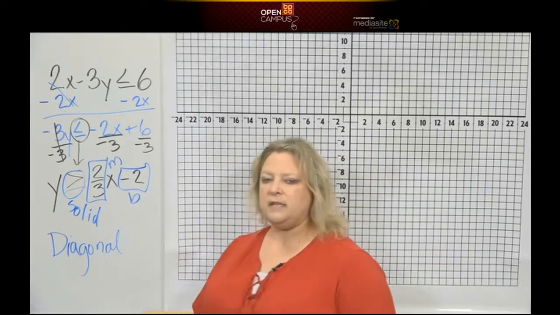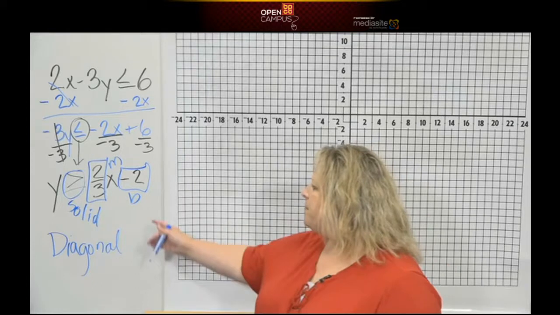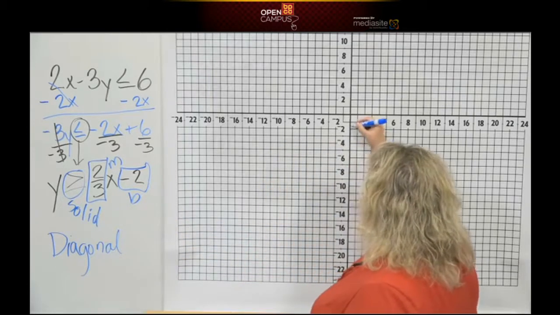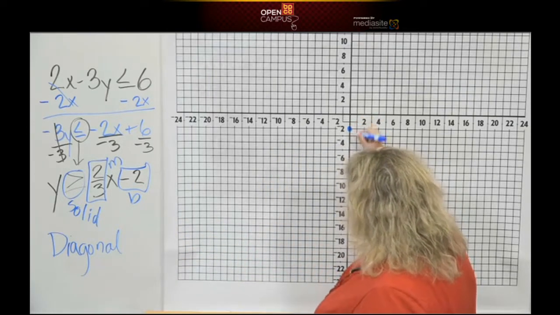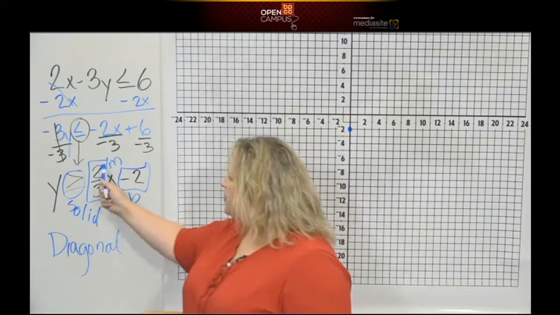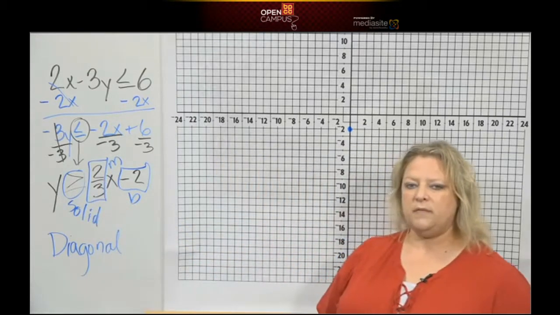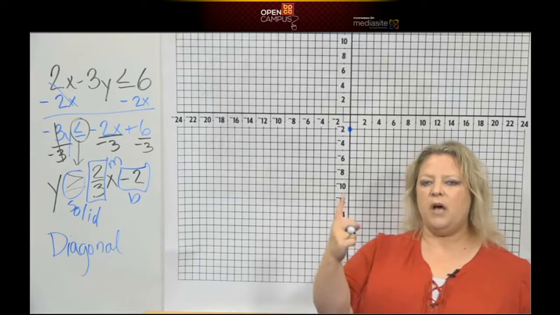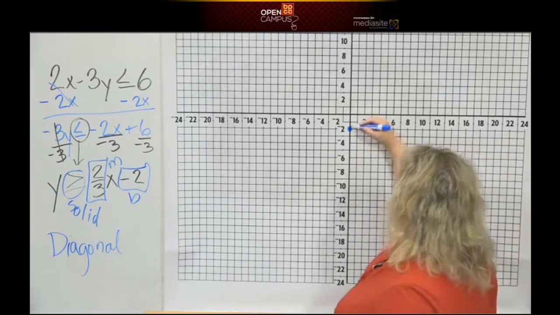So let's graph this and then we'll worry about shading in a minute. I have negative 2 is where I start. So here's my negative 2, boom, there's my first point. My slope is positive 2 over positive 3. So positive 2 means I go up. So from this point, I'm going to count up 2.